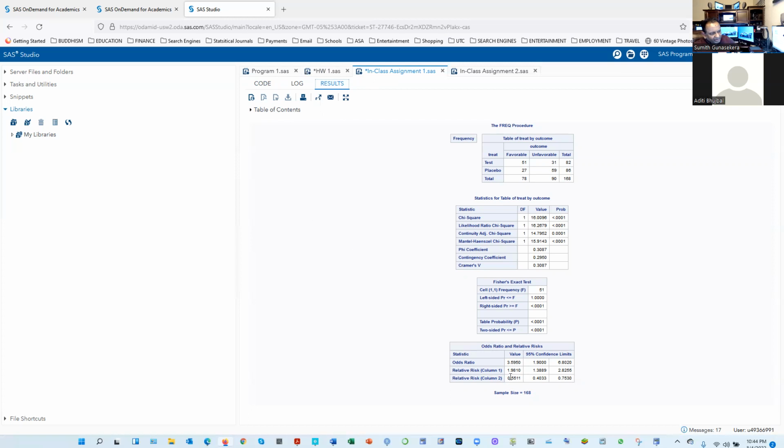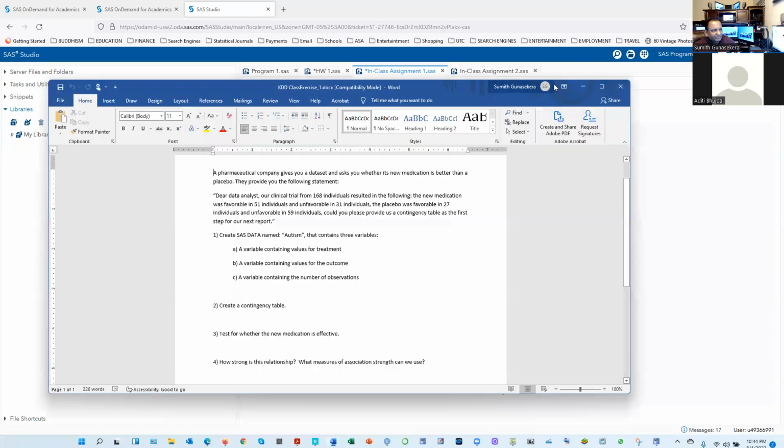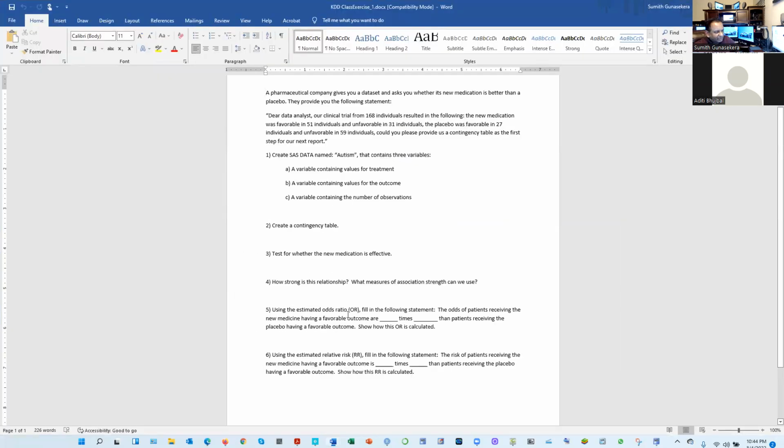Yes, you can explain that one. The association strength can be measured by the odds ratio or relative risk. Using the estimated odds ratio, fill in the following statement: the odds of the patient receiving the medication having a favorable outcome is 3 times. So you can fill that in. With the aid of the relative risk, one of the relative risks should go there based on your table.